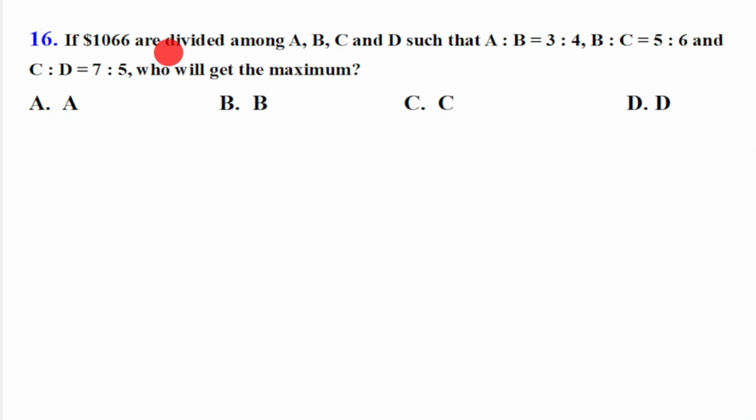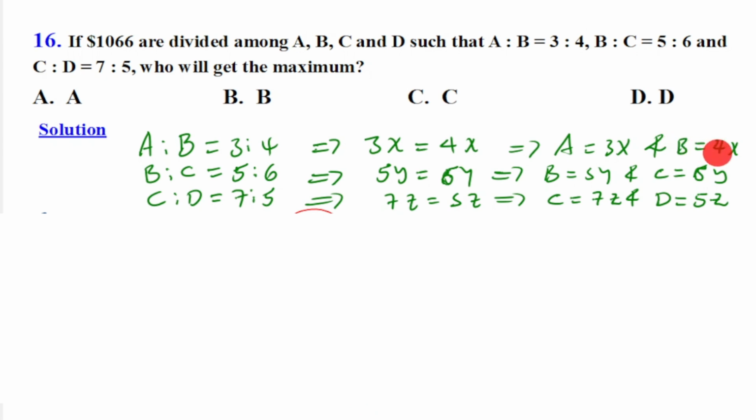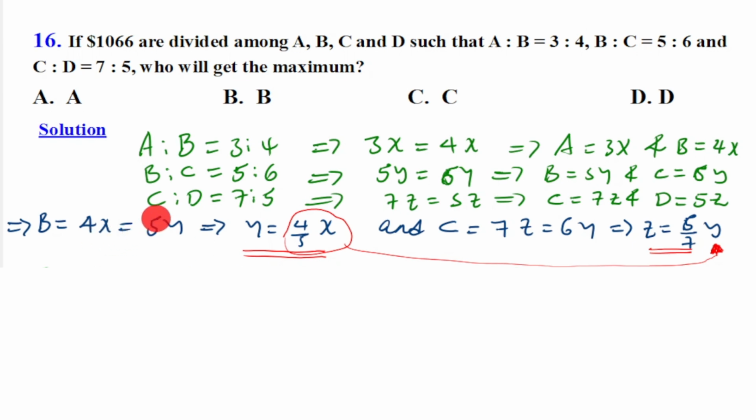16. If dollars are divided among A, B, C, and D such that the A to B ratio is 3:4, B to C ratio is 5:6, and C to D is 7:5, who will get the maximum? Here B is 4x, which is equal to, again, B is equal to 5y. Then we can equate these two. Y is equal to 4 over 5 x. Here C is equal to 6y.